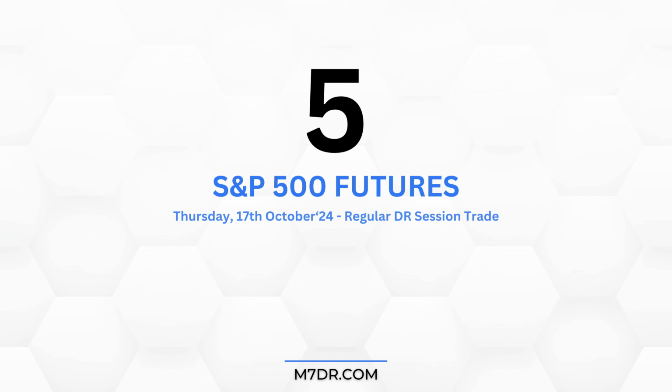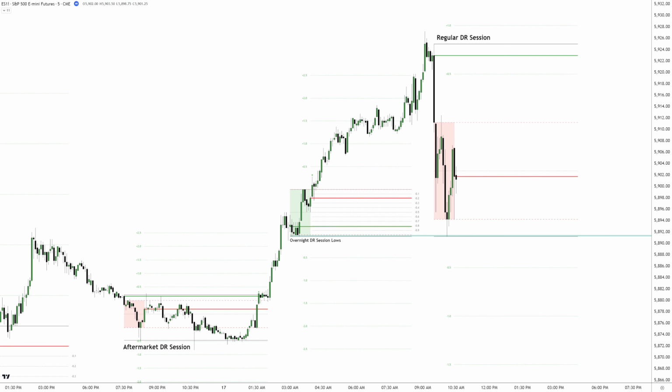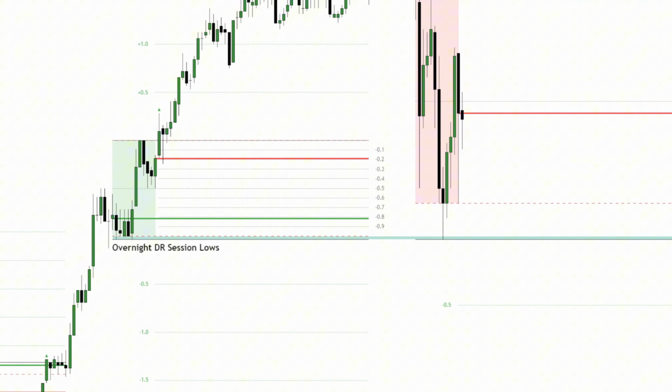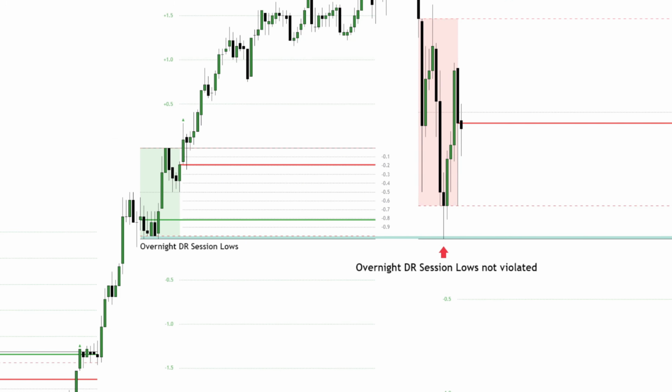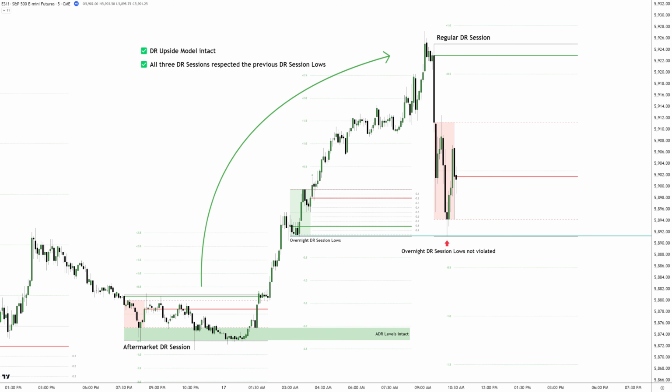Number 5. S&P 500 Futures Market, Thursday Regular DR Session Trade. Let's take a closer look at the Thursday Regular DR Session on ES. The session closed as a red DR box, and interestingly, the overnight DR session lows had not been violated, signaling something important. The relationship between all 3 DR sessions suggests that a DR upside model is still intact, where all sessions have respected the previous DR session lows.